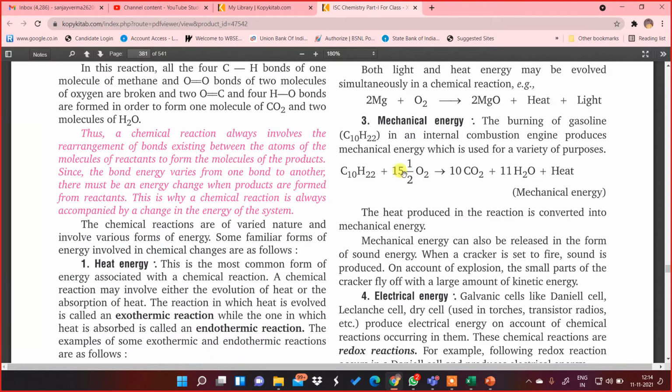And the third one is mechanical energy during chemical reactions. Now, there are compounds like gasoline. If you burn it in an internal combustion engine, it produces a lot of heat energy, because of which mechanical energy is produced. And this mechanical energy can be used for a variety of purposes, for turning turbines, pistons and all, and we can get some work done over there.